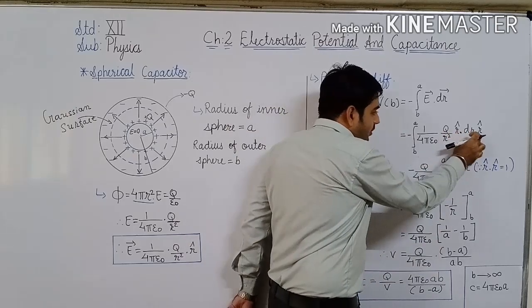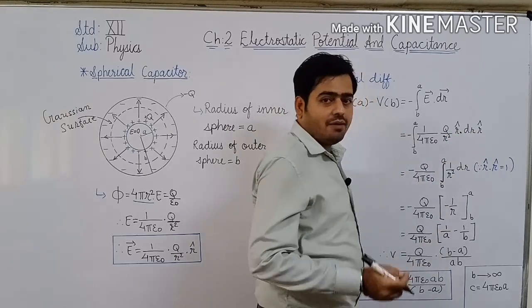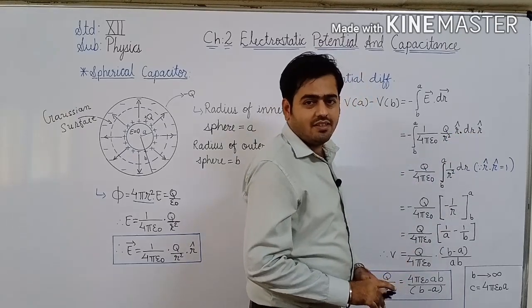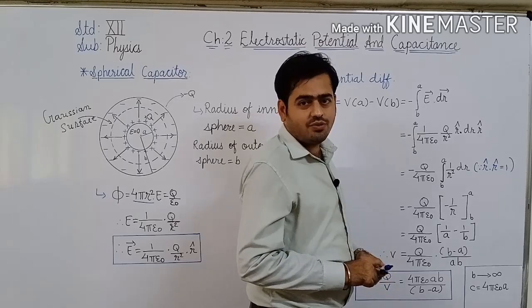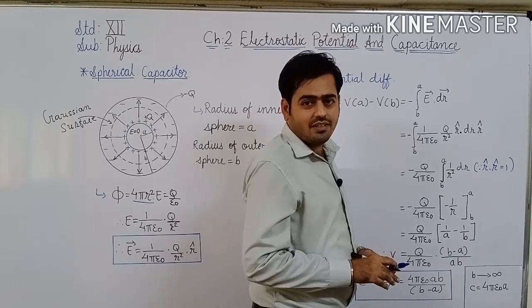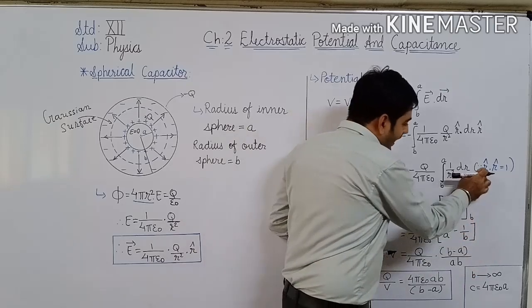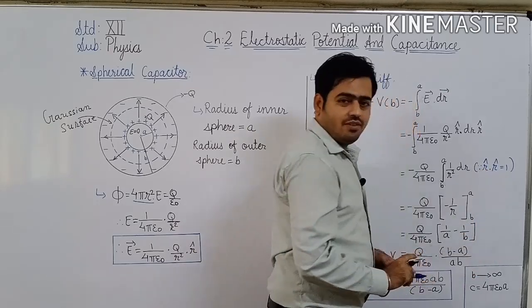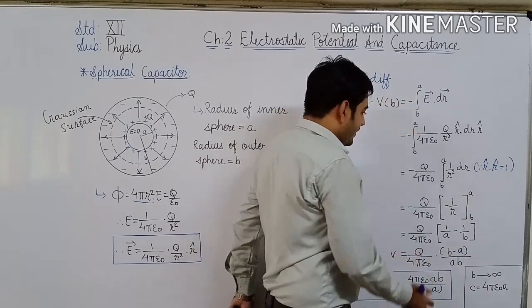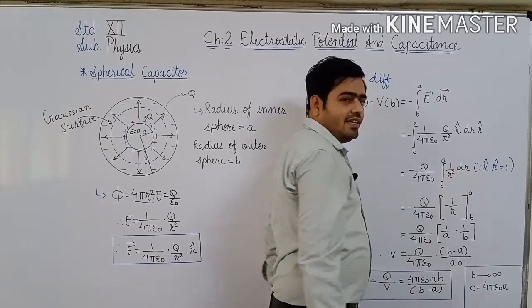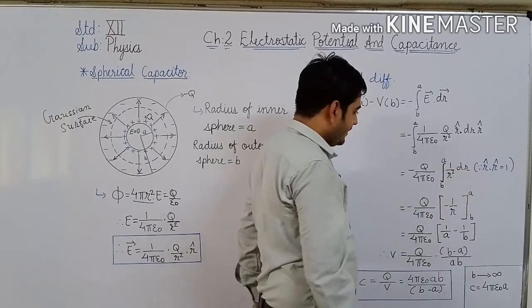What about r cap dot r cap? We know that i cap dot i cap is equal to 1, j cap dot j cap is equal to 1, k cap dot k cap is equal to 1. Same way r cap dot r cap is equal to 1. This thing we have already studied in standard 11.